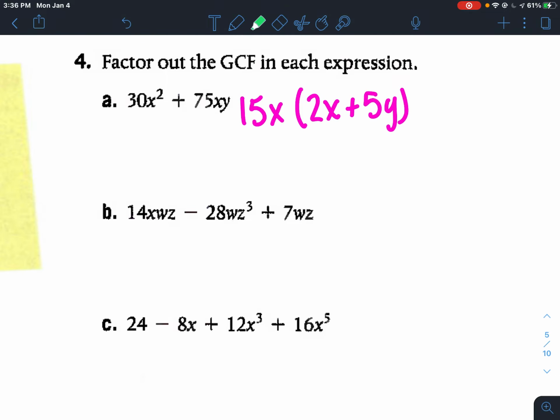B, again, biggest number between 14, 28, and 7. Biggest number is 7. Then I have an x, a w, and a z, a w and a z cubed, a w and a z. Well, they all have a w in them, so I can take out a w. They also all have at least one z that I can take out. Only the first term has an x, so I can't take out an x from them. And I can't take anything bigger than a z because 14 has a z and 7 has a z.